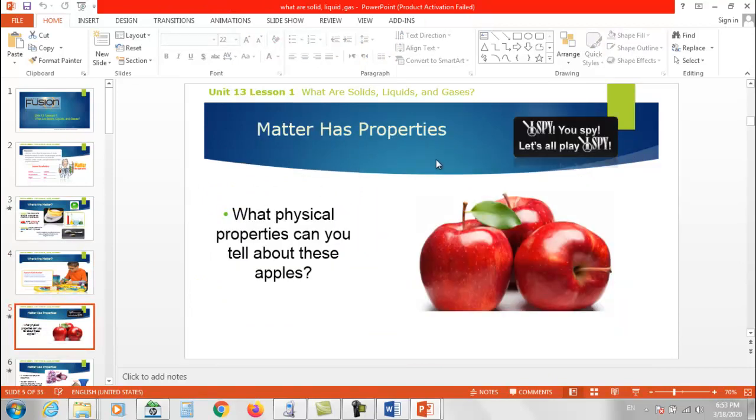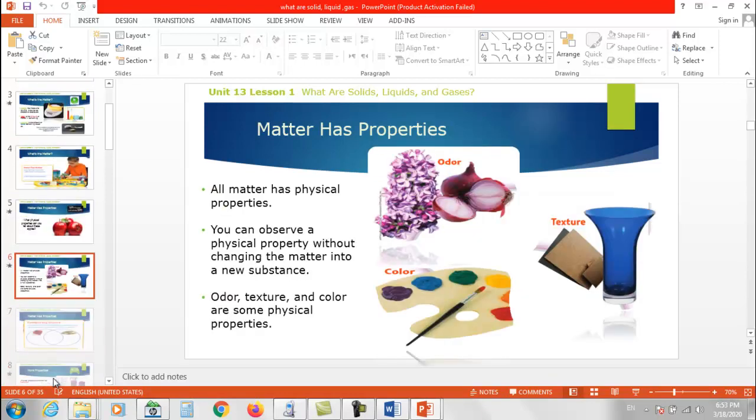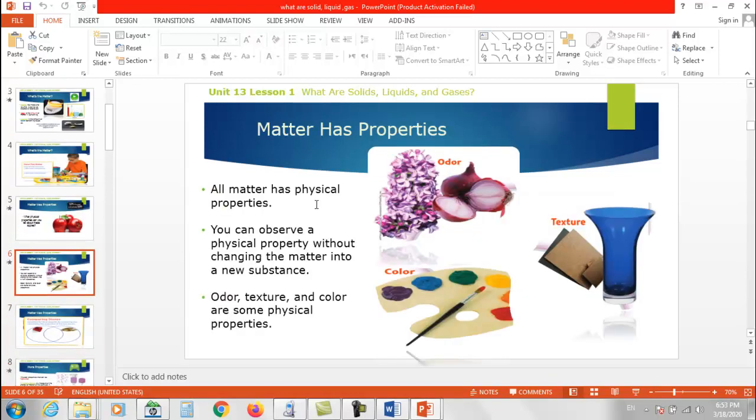The second part: matter has properties, physical property and chemical property. So what is the difference between physical property and chemical property? Physical property, can you tell me about these apples? Like the color of this apple, the size of this apple, the shape. All matters have a physical property.